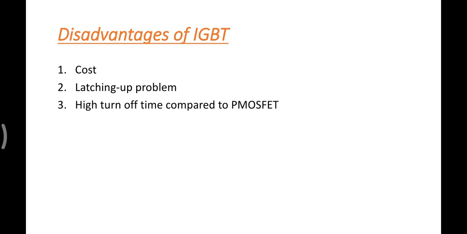At the same time, there are some disadvantages of the IGBT. What are those? First one is cost. Cost is high compared to the BJT and MOSFET, and there is some latch up problem existing during the operation of the IGBT. Another disadvantage is high turn off time compared to the PMOSFET. So these are the disadvantages of the IGBT.